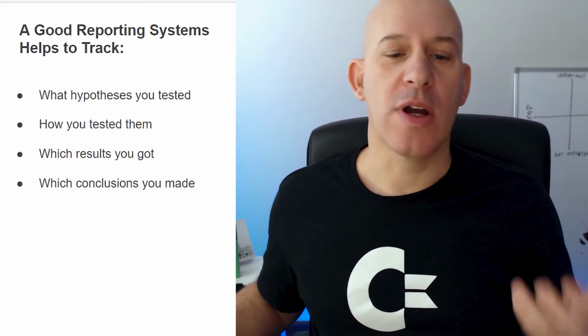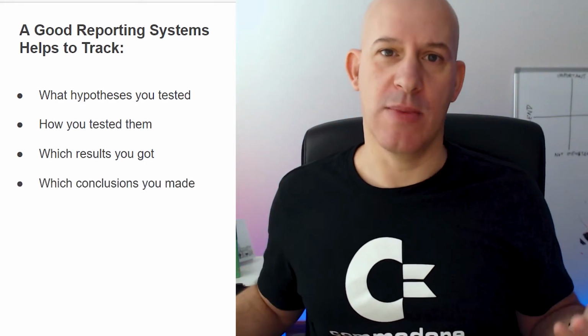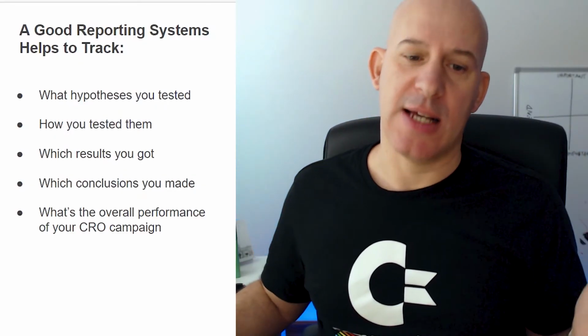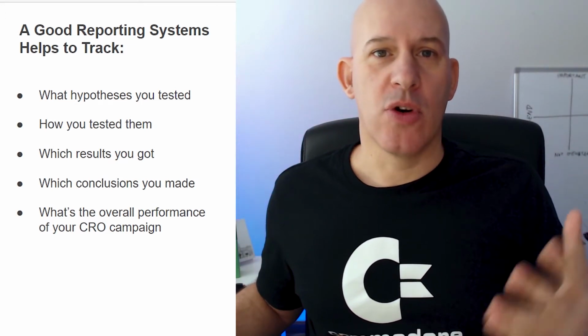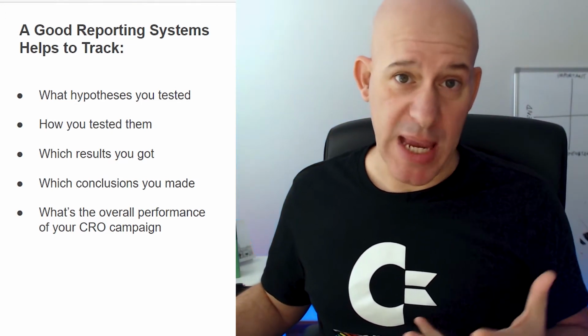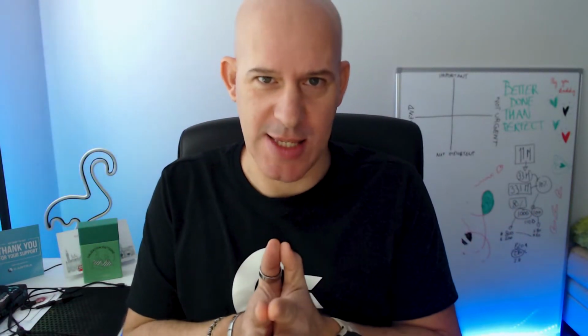Then number 4 is which conclusions you made. So, okay, you tested something, you got some sort of result. What was the conclusion, okay? This also has to be in the reporting system. And number 5 and last is what's the overall performance of your conversion optimization campaign? So you are testing, but are you getting good results out of your testing or not, okay?